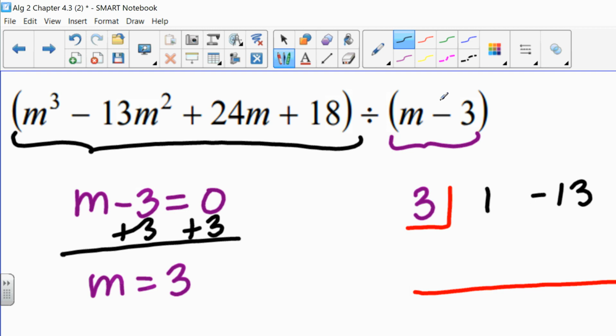If there is a variable missing in what we're dividing, we need to put it in as 0. Any questions on this so far? Okay.